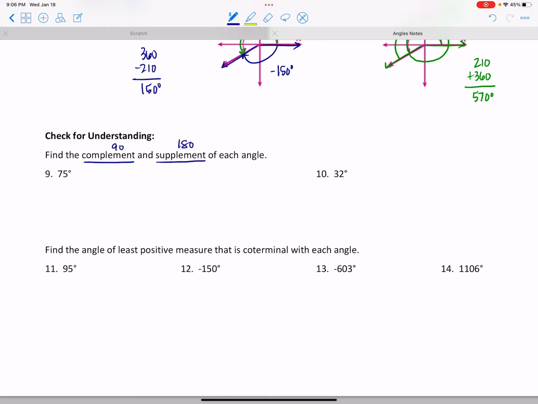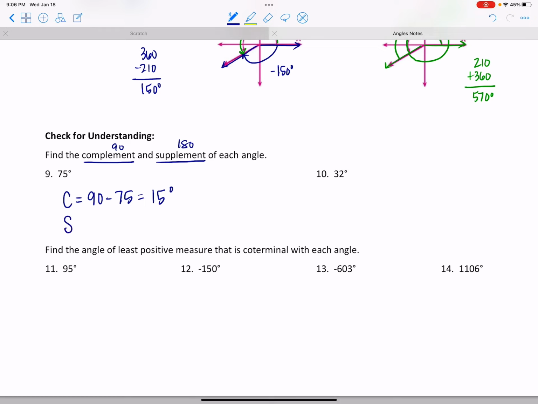So if I said to find the complement of an angle, I need to know what would I have to add to it to get to 90. If I want the supplement of an angle, what do I have to add to it to get to 180? So the complement here, if I take the 90 that I'm trying to get to, take the 75 away that I already have, I know the complement's going to be 15 degrees. That the 15 plus the 75 would make the 90.